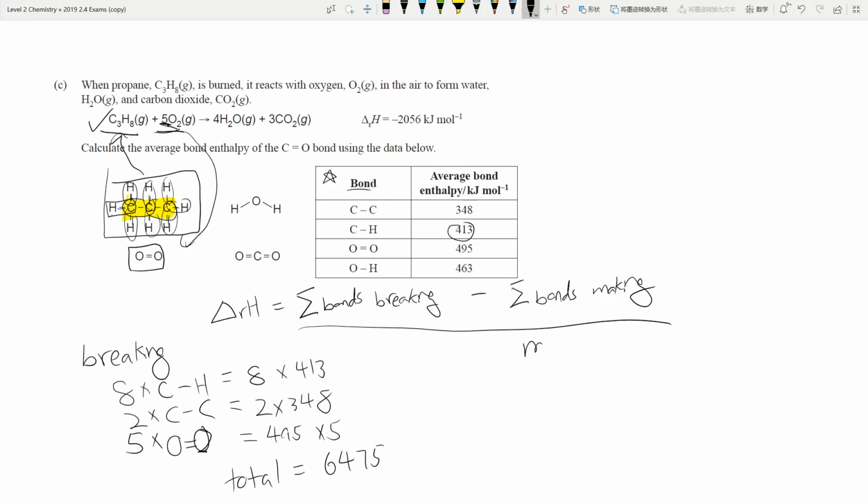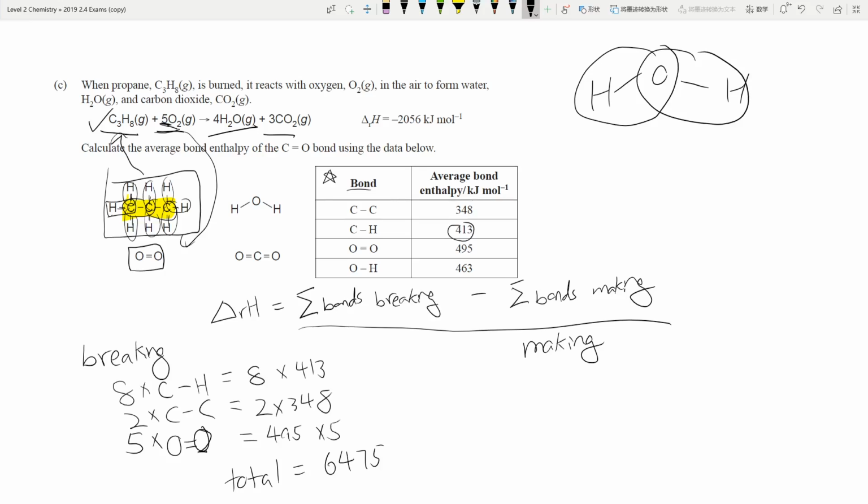Now let's think about making. What are we making on the other side? So we're looking at the H2O and CO2 now. So for H2O molecules, for each mole of H2O molecule, you have 2 OH bonds. So think about OH bonds. How many am I making? I'm making 2 per water molecule. I have 4 moles of water molecule over here. So it's going to be 2 times 4, which is 8 OH bonds.